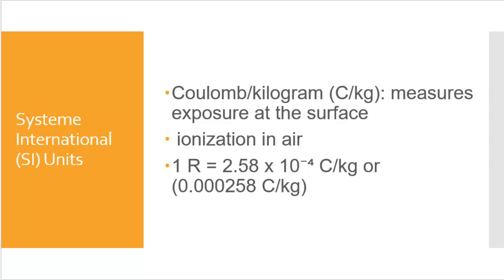The first unit we will discuss is coulomb per kilogram, abbreviated capital C / lowercase kg. This unit is the SI unit equivalent to the roentgen, but a conversion is needed. As with the roentgen, the coulomb per kilogram measures exposure at the surface and can be defined as ionizations in air. 1 roentgen equals 2.58 times 10 to the -4th coulombs per kilogram.